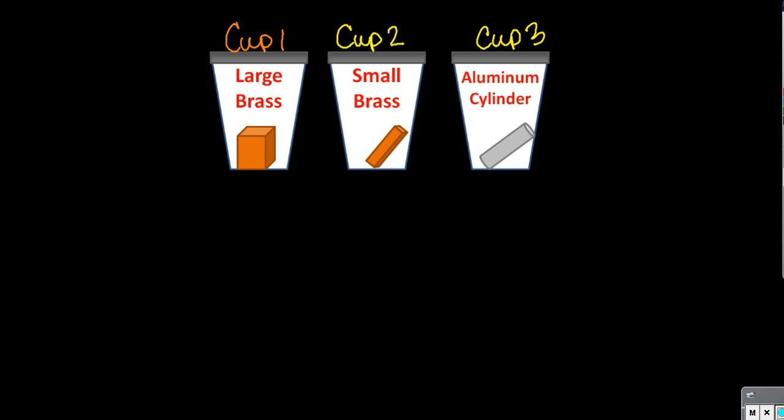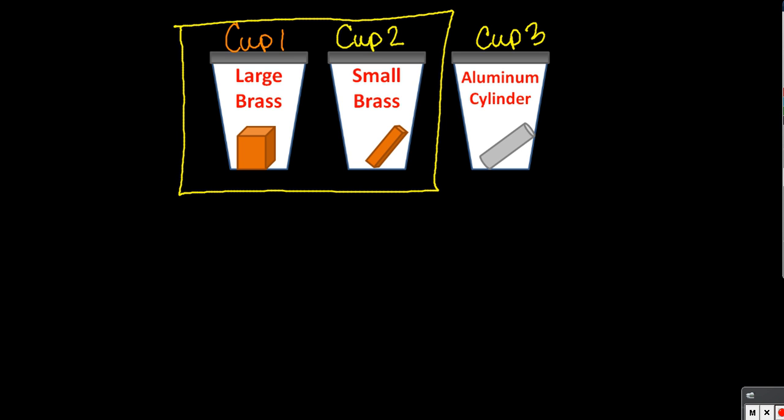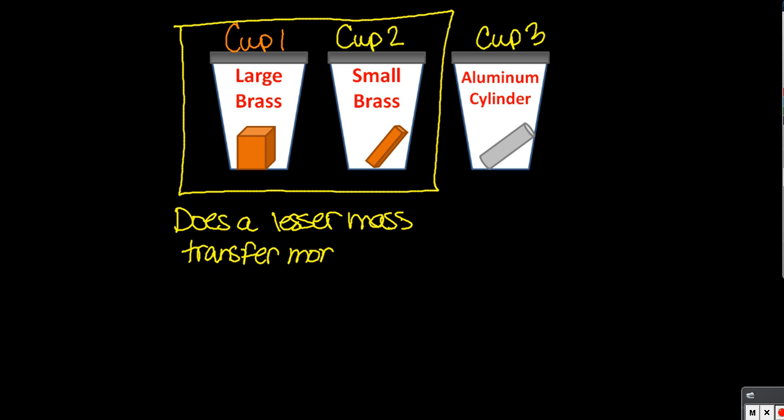The whole point of this experiment is to find out how does energy change when mass is different. All right, so question number 2 asks, how does the mass change? What is the relationship between mass and energy? Okay, so does a lesser mass transfer more? And then the other thing that we're looking for is between cup 2 and cup 3.